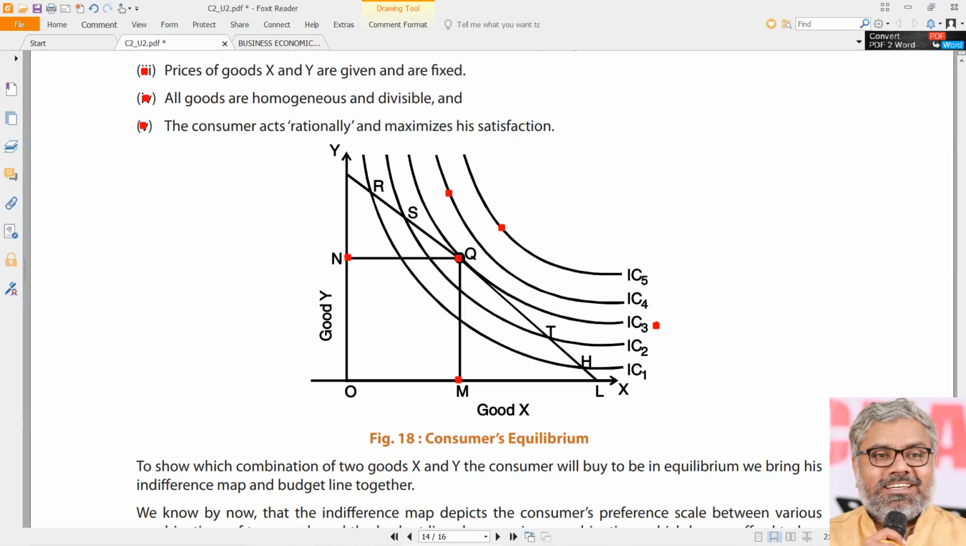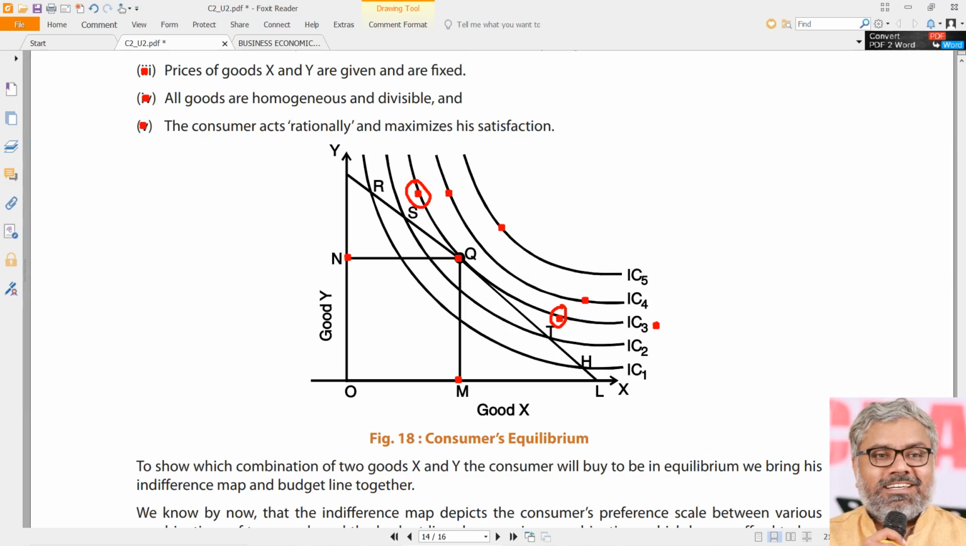Same with this also. All these various points are above his budget line. He cannot afford them. So IC3 is okay, but IC4 and IC5 are not at all possible for him because they are higher. Even on IC3, this point or this point are not possible for him because they are also above his budget line. Where his budget is matching with IC3 is exactly at Q.